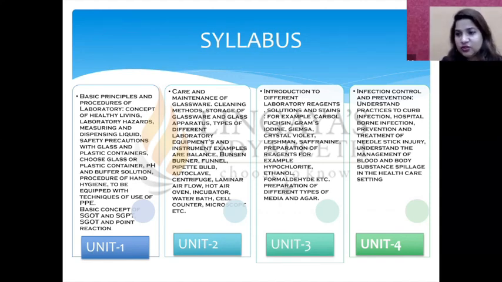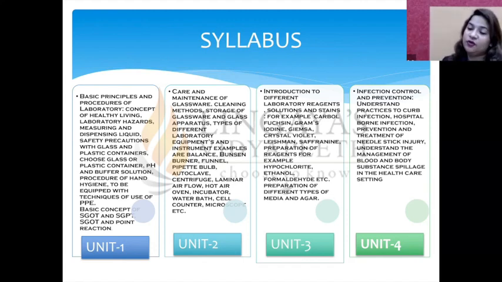So in this unit, you will get an introduction to all these laboratory reagents that we commonly use in the laboratory, the care and maintenance of these reagents, how we should use them, and what precautions we have to take while working with different laboratory reagents.